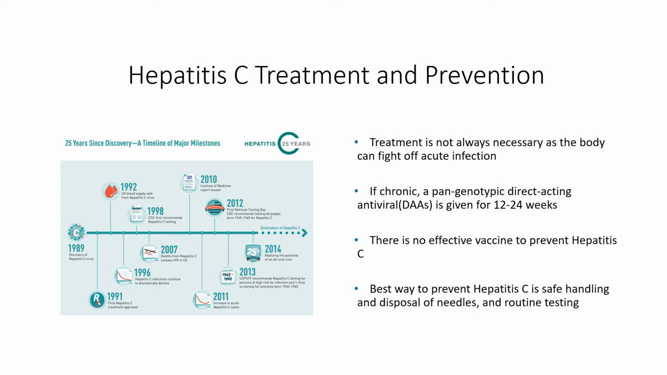Treatment and prevention of hepatitis C. Treatment is not always necessary as the body can fight off an acute infection. However, if it is chronic, then a pan-genotypic direct-acting antiviral, or DAA, is given to the individual for 12 to 24 weeks.